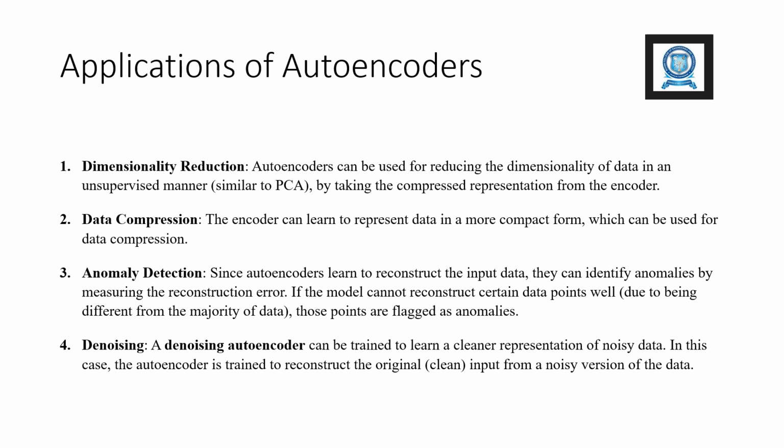Number four, denoising. A denoising autoencoder can be trained to learn a cleaner representation of noisy data. In this case, the autoencoder is trained to reconstruct the original input from a noisy version of the data.